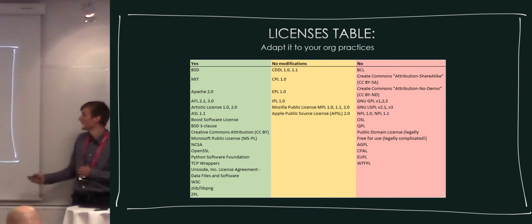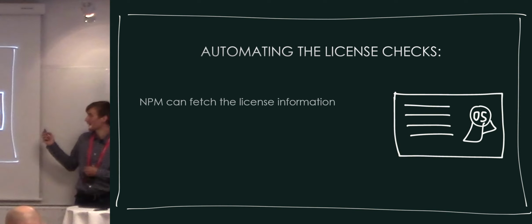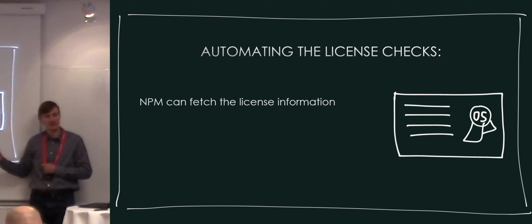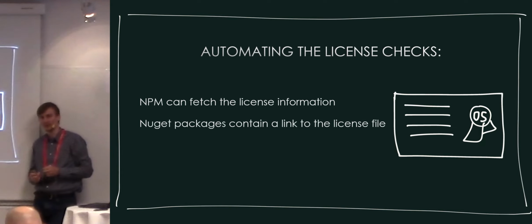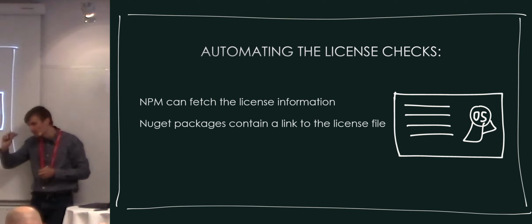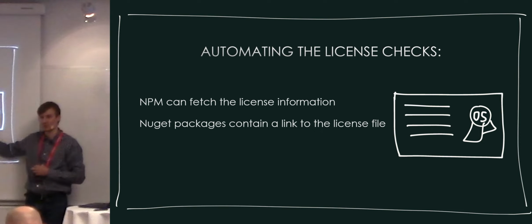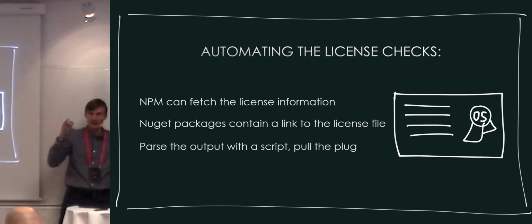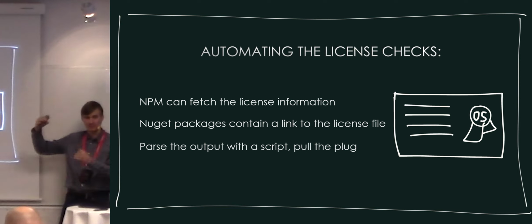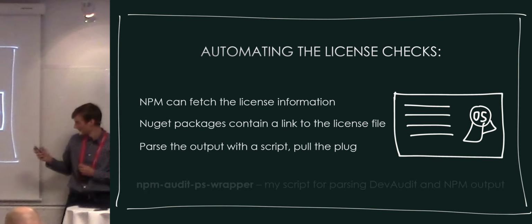So just check it. And how can you check it? The simplest way is to parse the output of your configuration or of your package managers. npm can give you the breakdown on the licenses directly. npm is amazing. NuGet, however, can give you links to the license files, which you can also parse and search for the names of licenses there. And then having that output, you can have a script that says, okay, please no licenses like this, and then you just pull the plug once something like that happens.